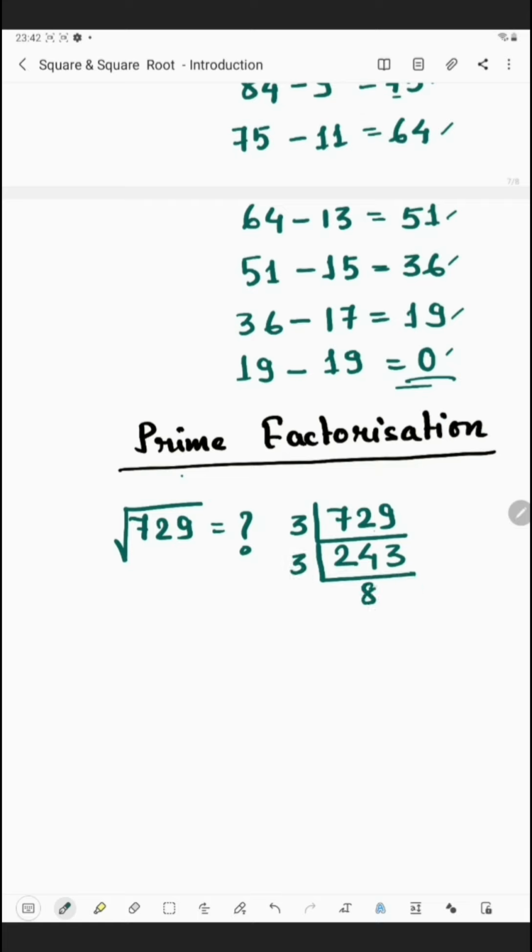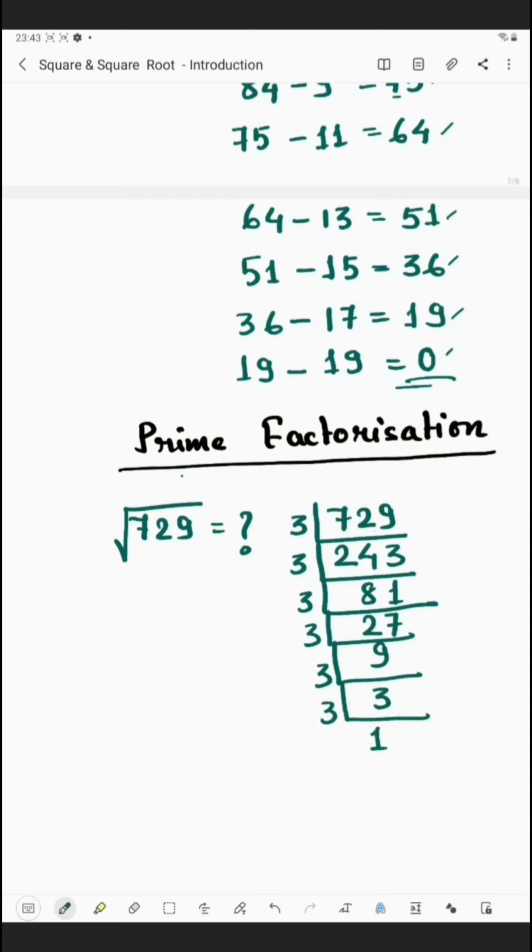So 3 8s are 24, 3 1s are 3. Now 81 is divisible by 3 because 8 plus 1 is 9. So 3 2s are 6, 3 7s are 21. Now 3 9s are 27. Then 3 3s are 9. Then 3 1s are 3. Okay. Now we will have to find the square root of 729.